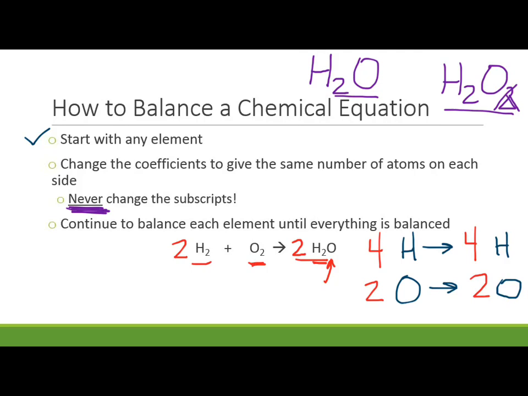And this one's a relatively simple one. We'll get into some that are a little more complex, but it's the same basic principle. Start with any element you want. Okay, never change the subscripts, only change the coefficients, and then keep doing it until everything is balanced. Once everything's balanced, you're done.